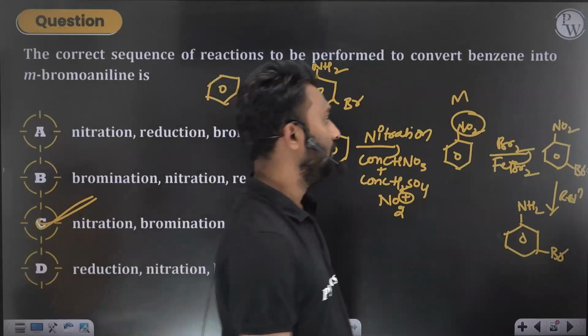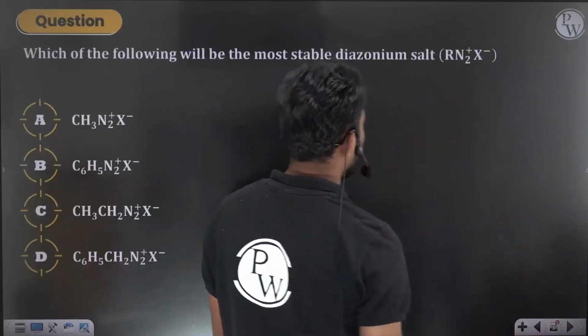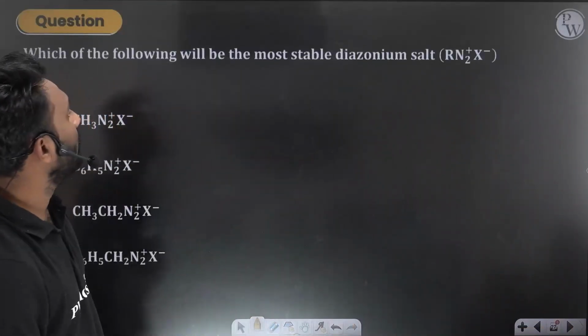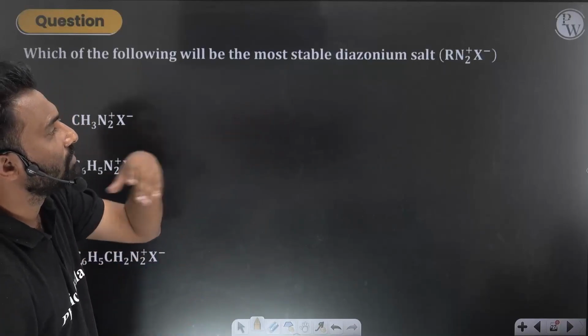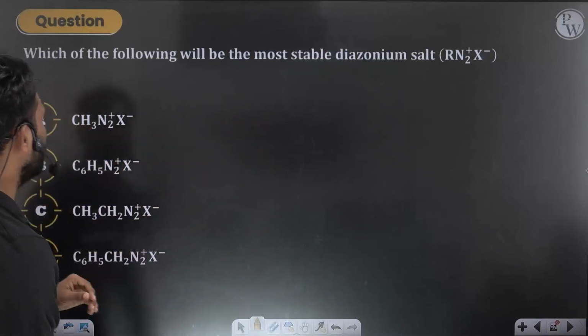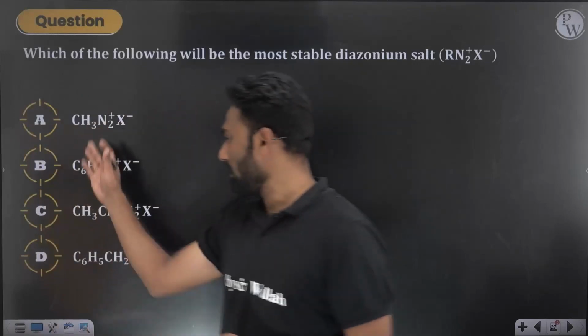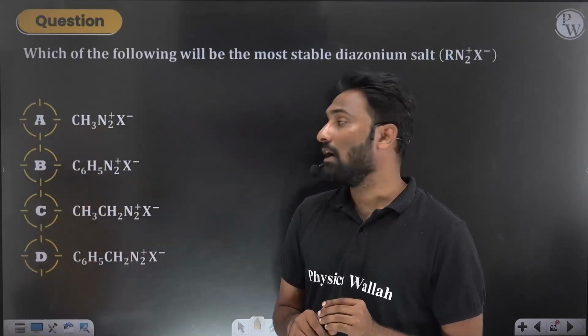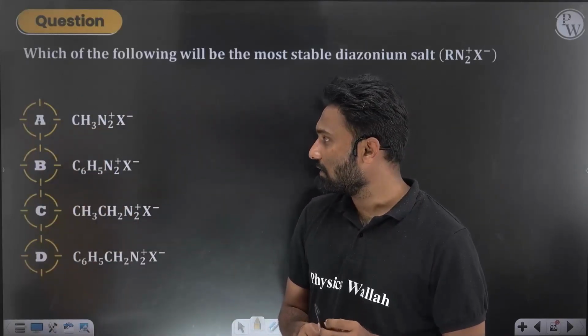Okay. Next, which of the following will be the most stable diazonium salt? Which of the following is the most stable diazonium salt? In these 4 options, they are asking which one is the most stable diazonium salt. Look here.